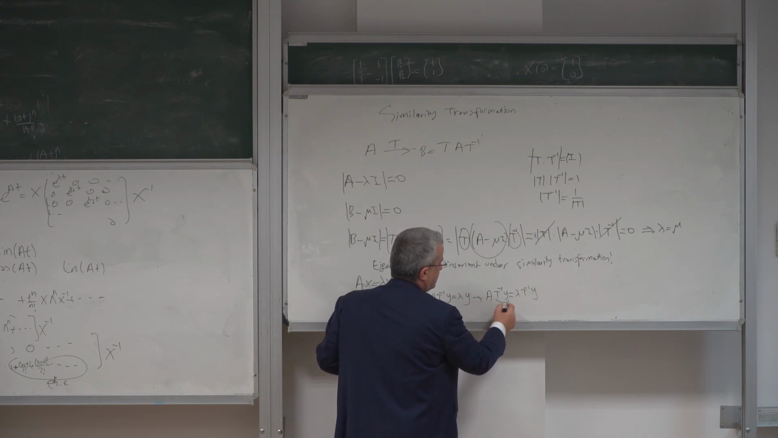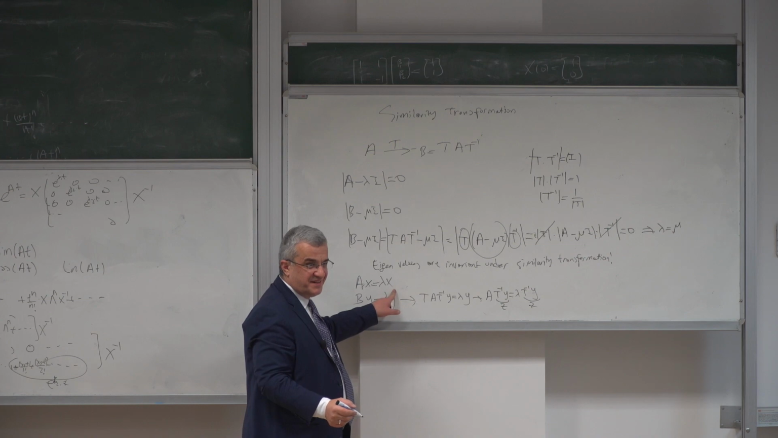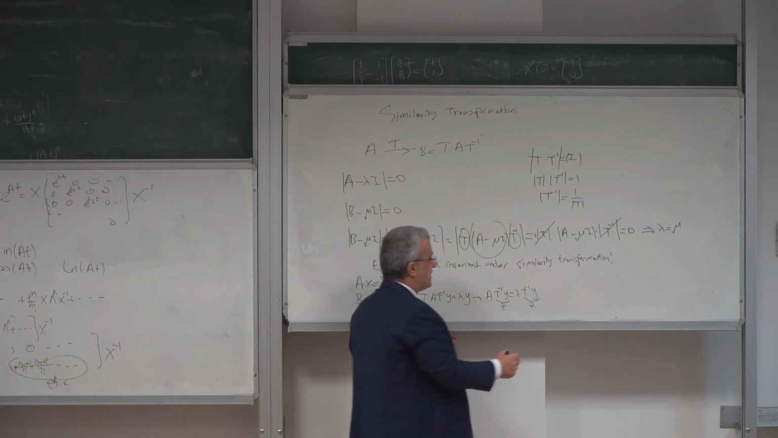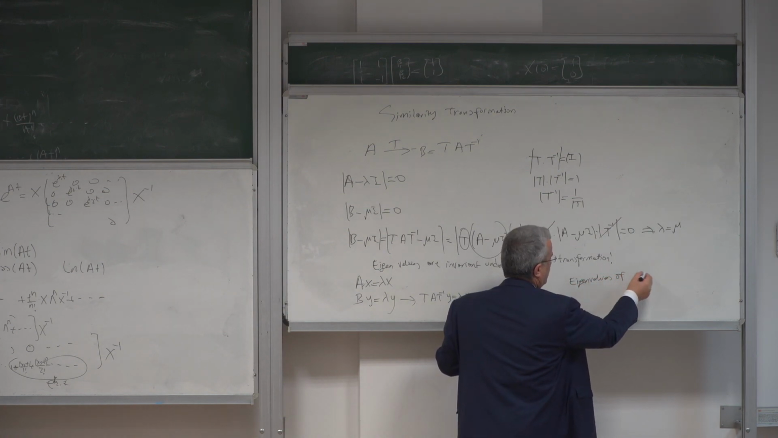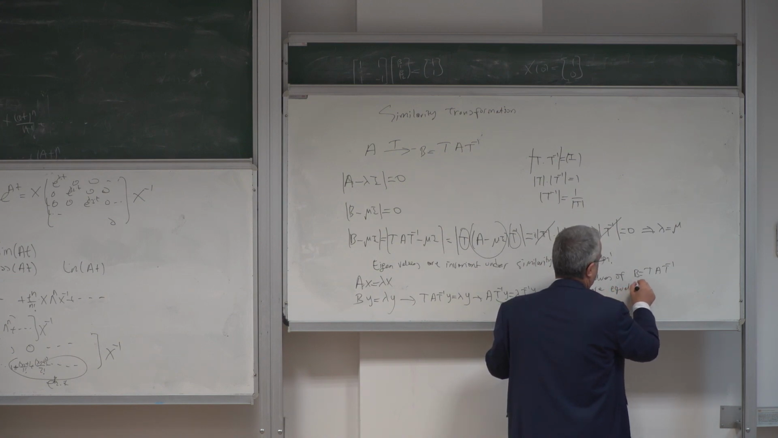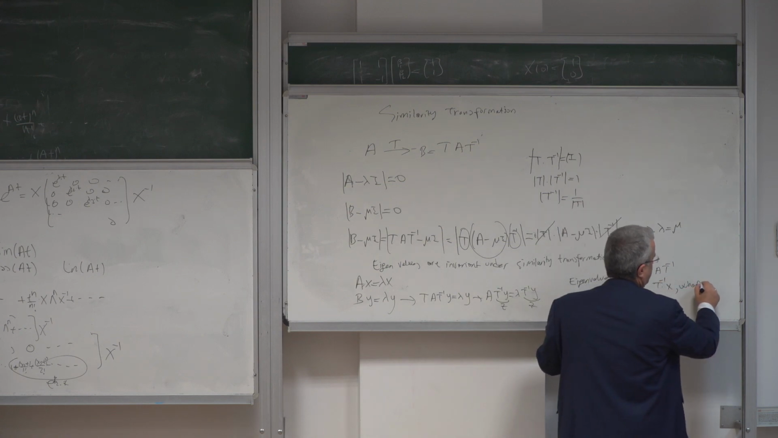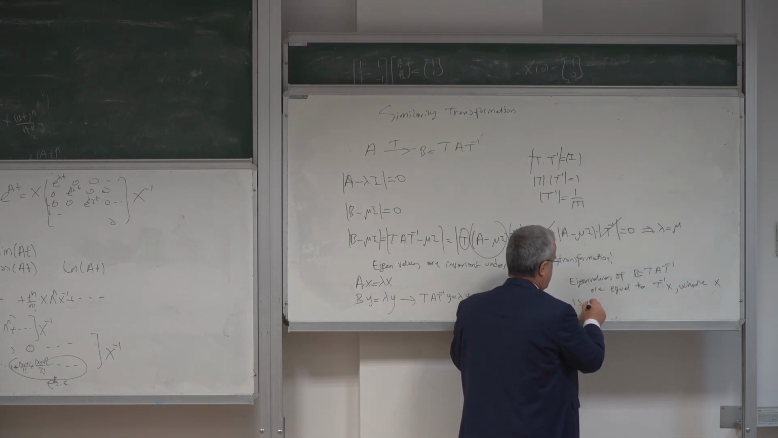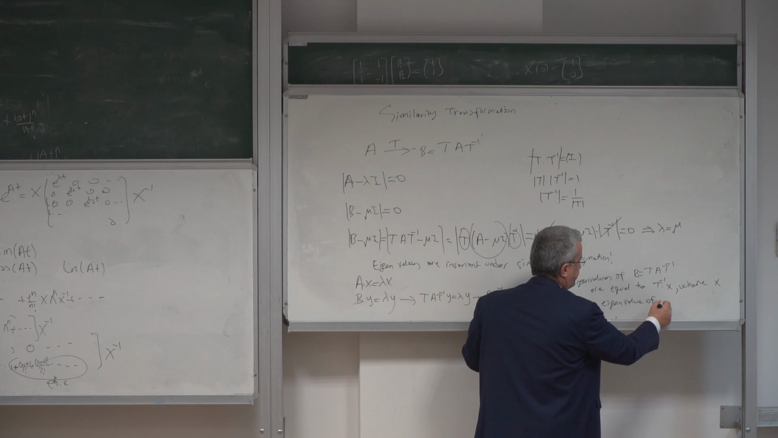Okay, let's call this Z, or should I call it X? So eigenvectors of B, where B is equal to T A T inverse, are equal to T times X, where X is an eigenvector of A.